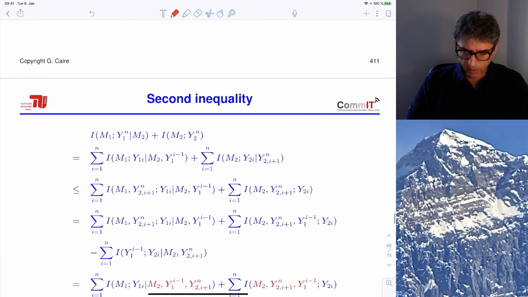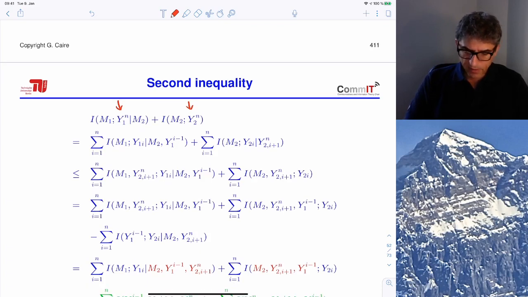So the second inequality is the sum of two multi-letter mutual information, because we have here the messages and the full sequences at user one and user two. And we want to single letterize this expression. So first of all, we apply the chain rule to the first mutual information and to the second mutual information, and we arrive at these two sums.